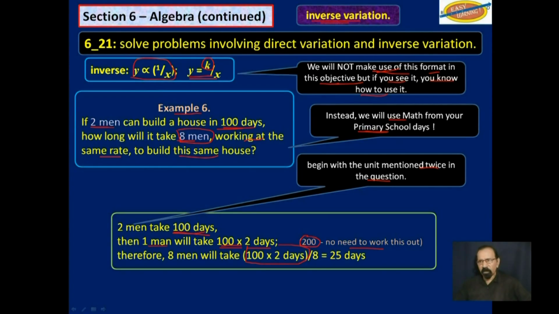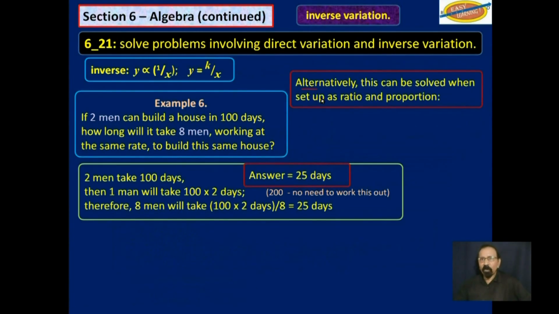Or you could just put 200 there. Doesn't really matter. Therefore, 8 men will take 100 times 2, which is 200, divide by 8, which gives us 25 days, which is reasonable. More men will take less time. So we get 25 days.